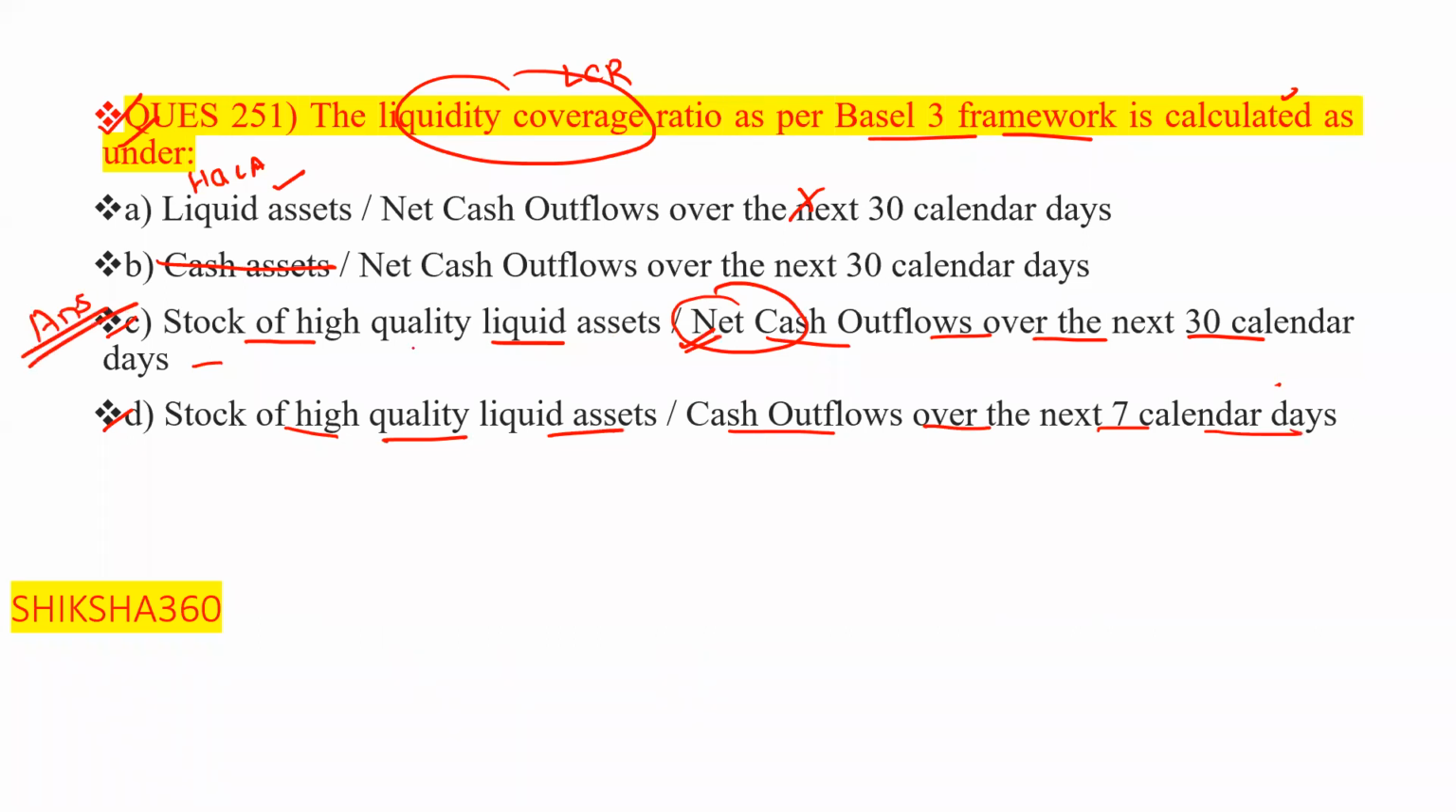Sometimes they have written HQLA, so please remember, this is also the same thing. High quality liquid assets upon net cash outflows. Even if in one question they mention net cash outflows, and in the other it is total net cash outflows, the total one will be our answer. Where they have mentioned total, that one will be our answer, the more accurate answer.